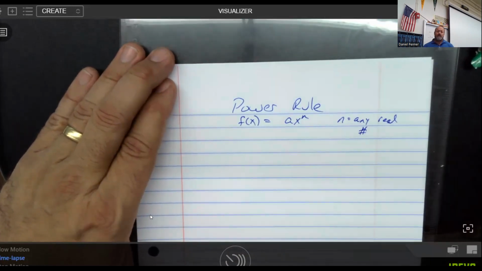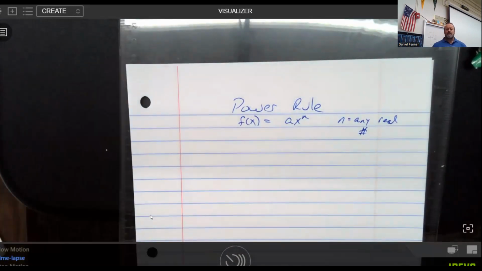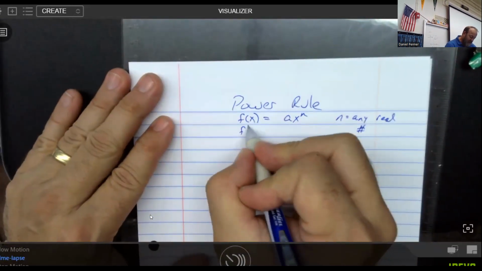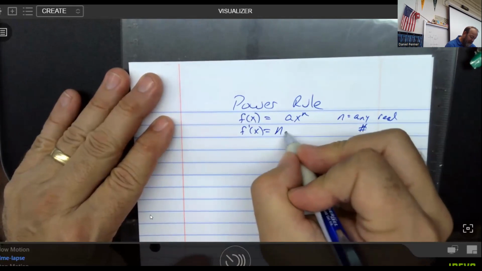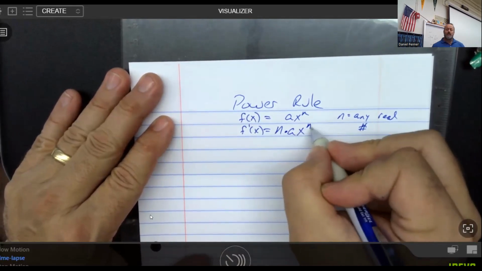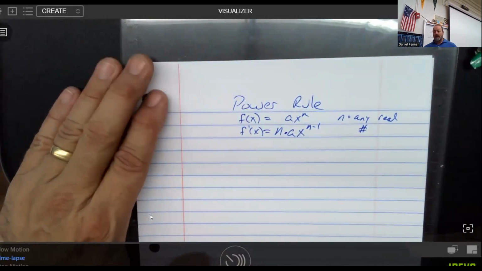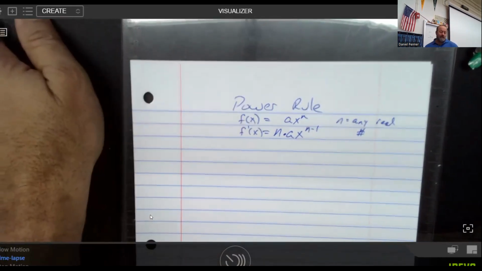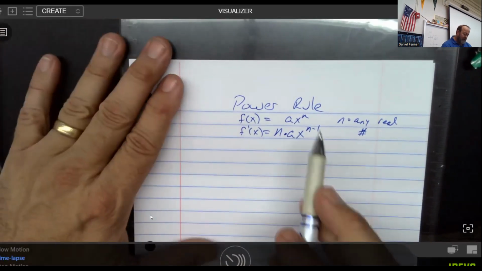We really motivated it through the polynomial where n had to be a 1, 2, 3, 4, 5, etc., a nice little whole number. But in reality, it could be a decimal or a fraction or any number we really want it to be. And so the power rule simply says that if you take the derivative of f, you would get n multiplied by a, and then our exponent is going to simply reduce by 1.